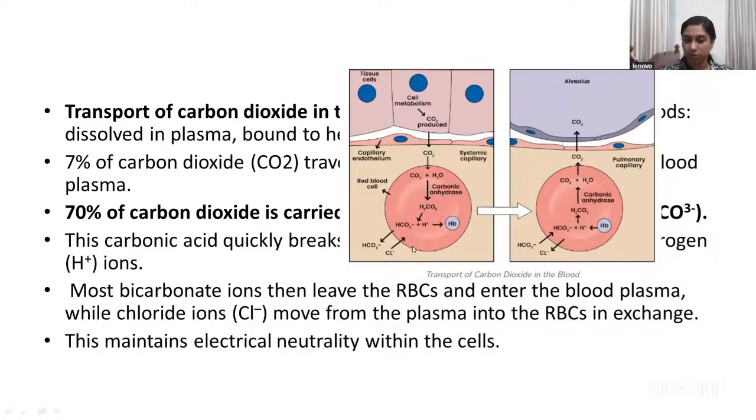And this is what we call the chloride shift or Hamburger phenomenon. There is a reverse chloride shift. This occurs in the alveolus. In the alveolus, oxygenated hemoglobin is there. There is a lot of oxygen in the alveolus, and hence bicarbonate ions are moved outside.